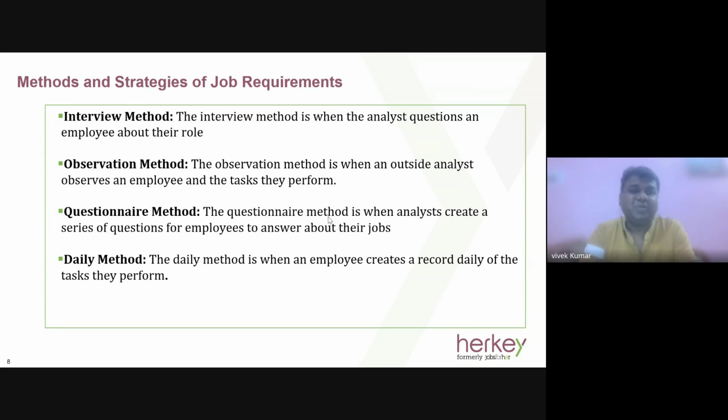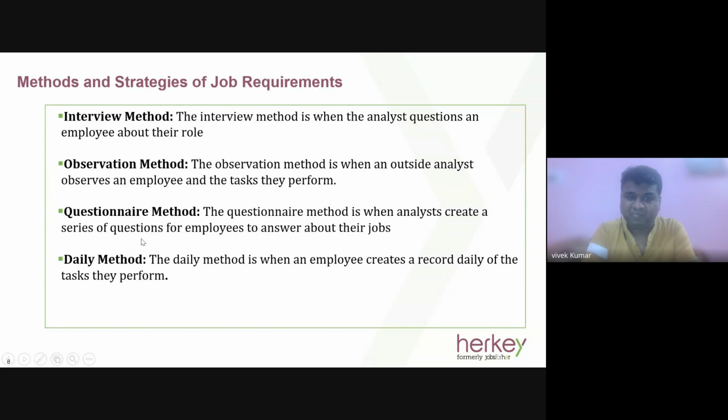Now, you might ask me, do we follow only one of these methods? The answer would be no. I would say that you can always pick up more than one method, again depending upon the job role for which you're hiring, and maybe you can apply all four methods also. But again, it depends. You should probably pick up one of these methods as a primary one. Let's say if you think that the questionnaire method can give you a good amount of information, so go for that as a primary method, and then you can think about maybe the daily method as another.